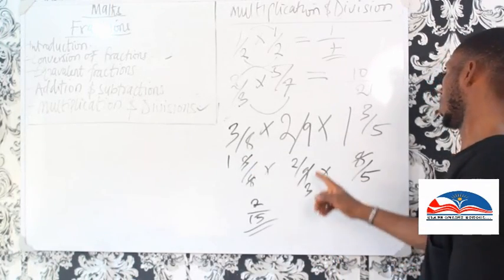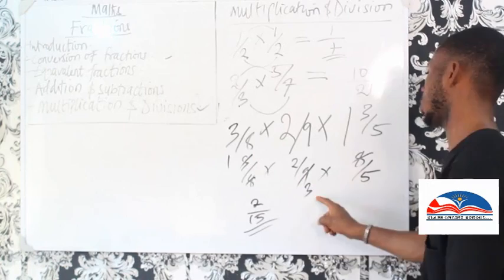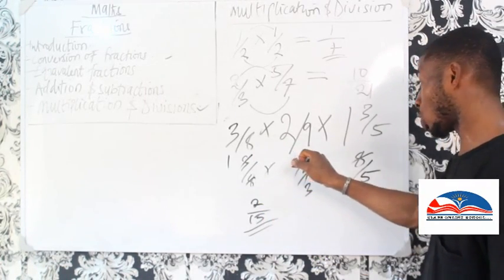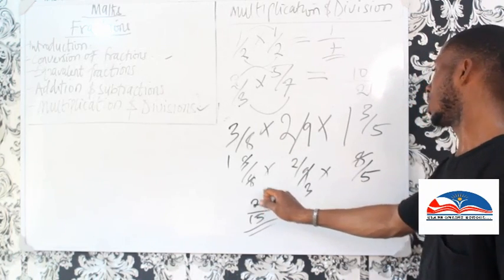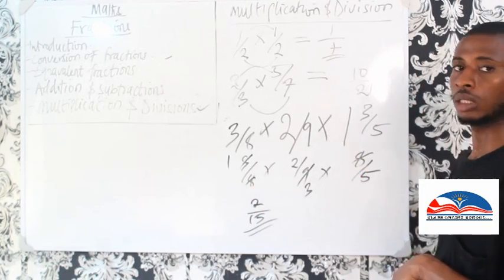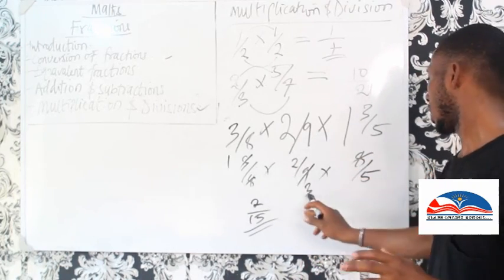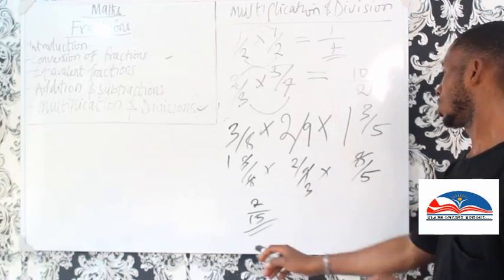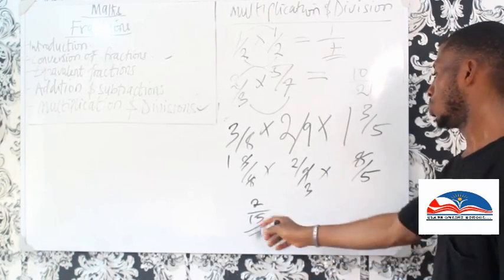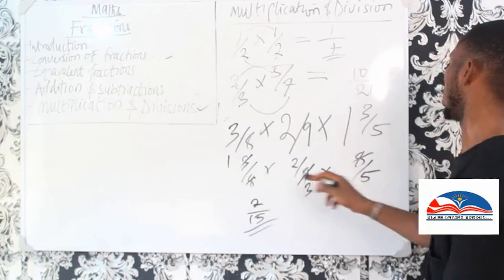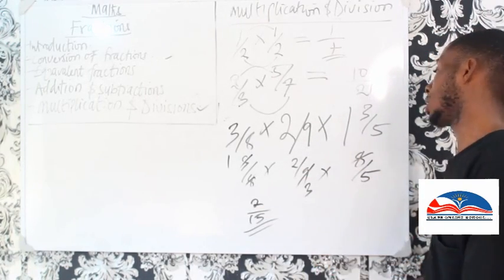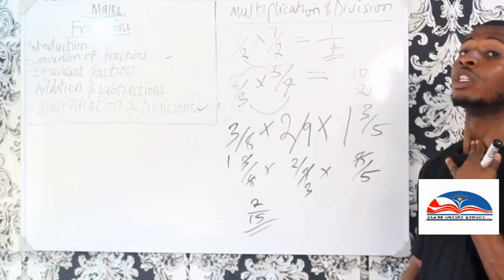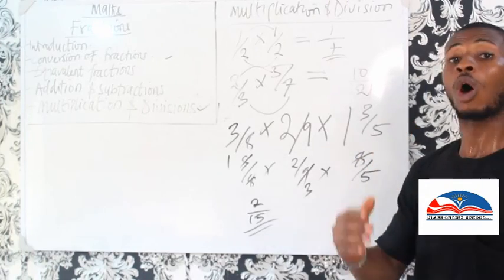Now 3 can divide 9. So when 3 divides 9, what you have is 3. We write down the 3. Now what is left here is just these 2. We will bring down 8. We now cancel out 8, leaving 2, 3 and 5. So we have to bring it down. 2, 3 times 5, 15. If you multiply all through and divide, you still get 2/15.